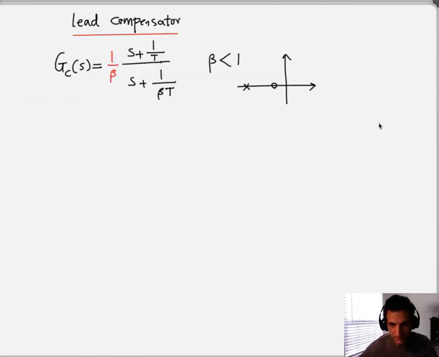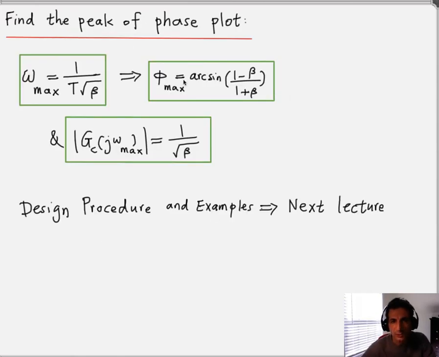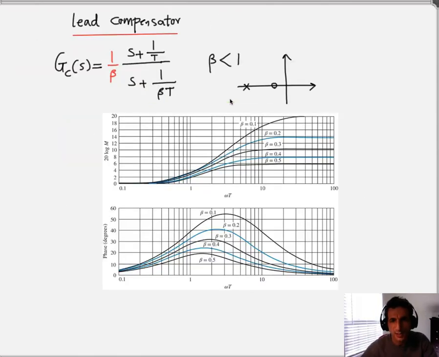For instance, here, if the value of beta is 0.1, phi max is going to be arc sine of 1 minus 0.1, which is 0.9, divided by 1.1. So really it's going to be 0.81, and the arc sine of 0.81 is something like 55 degrees. It's somewhere here. Okay.